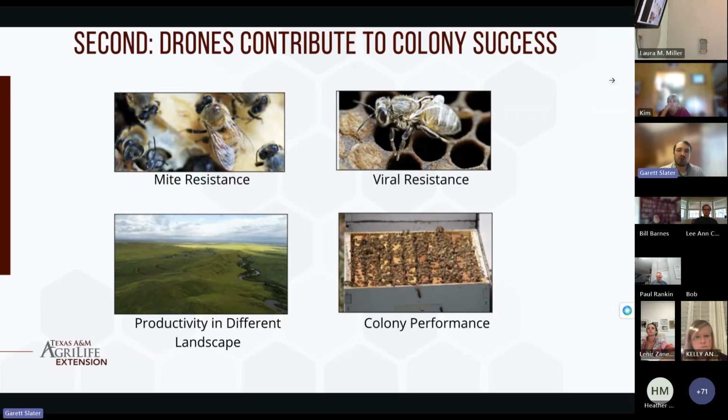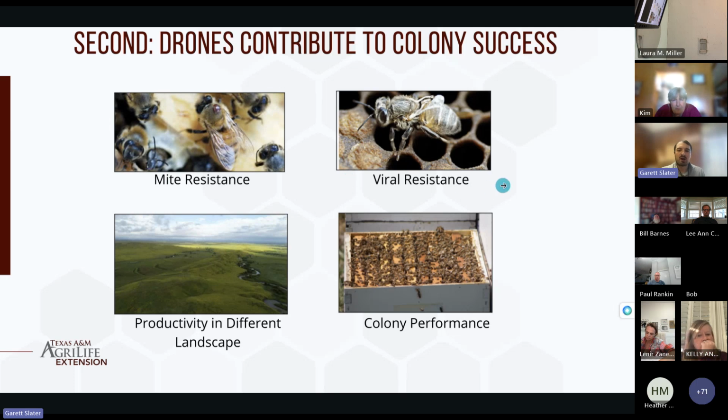Second, drones contribute directly to colony success. The reason for that is that they contribute about 50% of the genetics within a colony. And so, I outlined all the traits that you may be interested in as a beekeeper, but a lot of those traits come directly from the males, or the drones. If we look at mite resistance, and we'll talk about that a little bit more, the traits that bees have to combat mites, a lot of these traits and genetics come directly from the males.